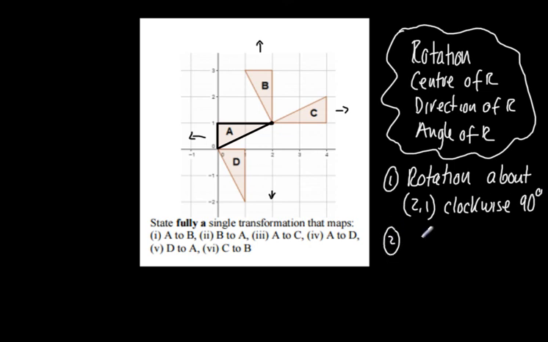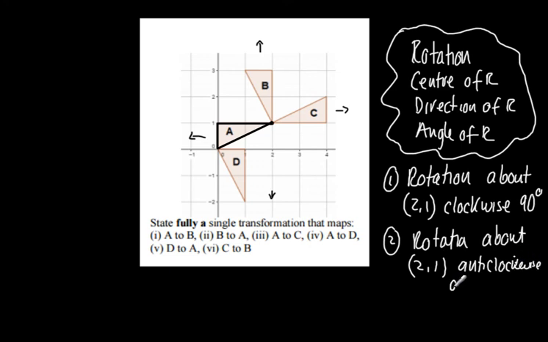So we're going in the opposite direction. Again, it's a rotation about the same point. So if we take now B to A, it's about 2,1. They're the coordinates. It is anti-clockwise as we're going the other way. And this again is 90 degrees. So we're just coming back down here.